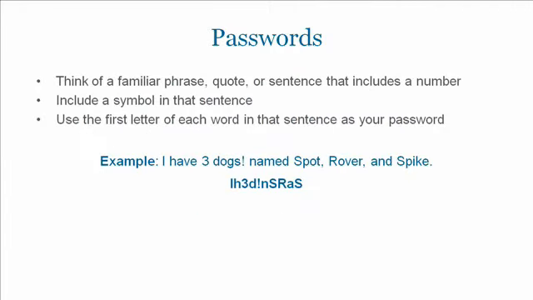On this screen, I've given an alternate strategy for creating a password that is unique but easier to remember. With this strategy, the idea is to think of a familiar phrase, quote, or sentence that includes a number. And you can include a symbol in the sentence and then just use the first letter of each word as your password. And you can see an example here. And you can see why this password would be a stronger password than just using Rover.